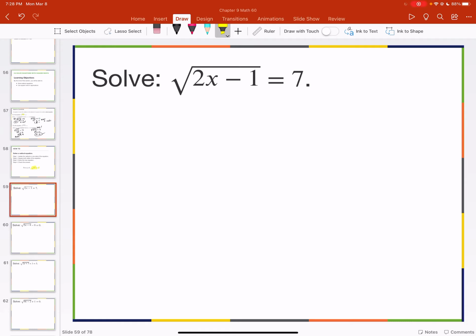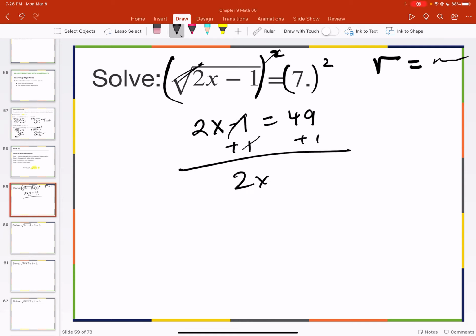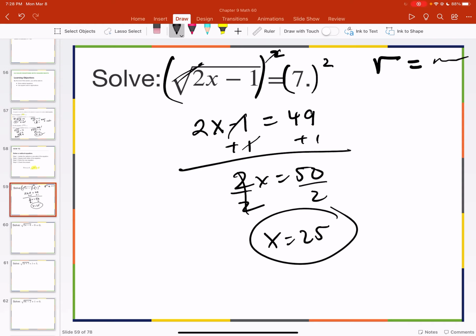So let's go ahead and do an example. First thing we're going to do is square both sides, because the radical is already isolated. We want it to be the radical equal to something. Now we can square both sides, and the radical cancels out. You get 2x minus 1 on the left-hand side, and on the right, you get 49. Then we solve for x. We get 2x is equal to 50. Divide by 2, and we get x is equal to 25. And that's it.